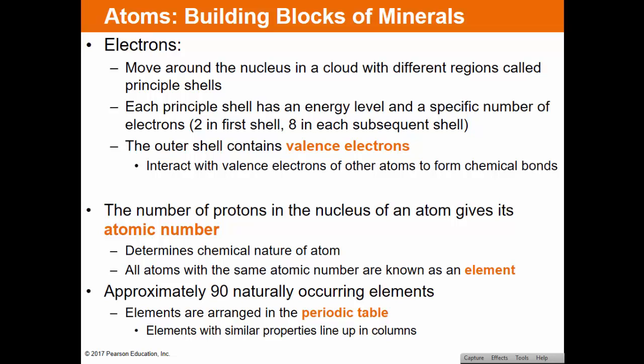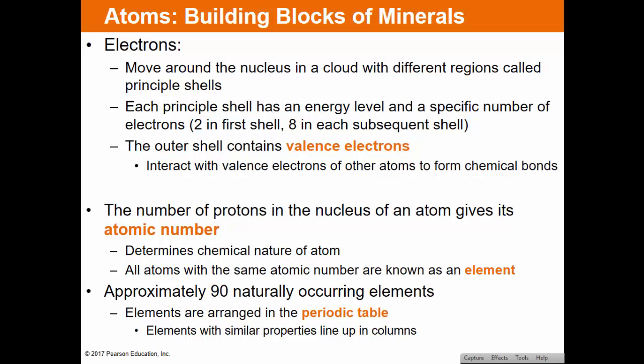The number of protons in the nucleus of an atom gives it its atomic number. All right? We talk about atomic number, that's the number of protons in an atom. It determines the chemical nature of the atom, whether it's hydrogen or helium, and all atoms that have the same atomic number are known as the same element. So all hydrogen atoms have one proton, they're all hydrogen.